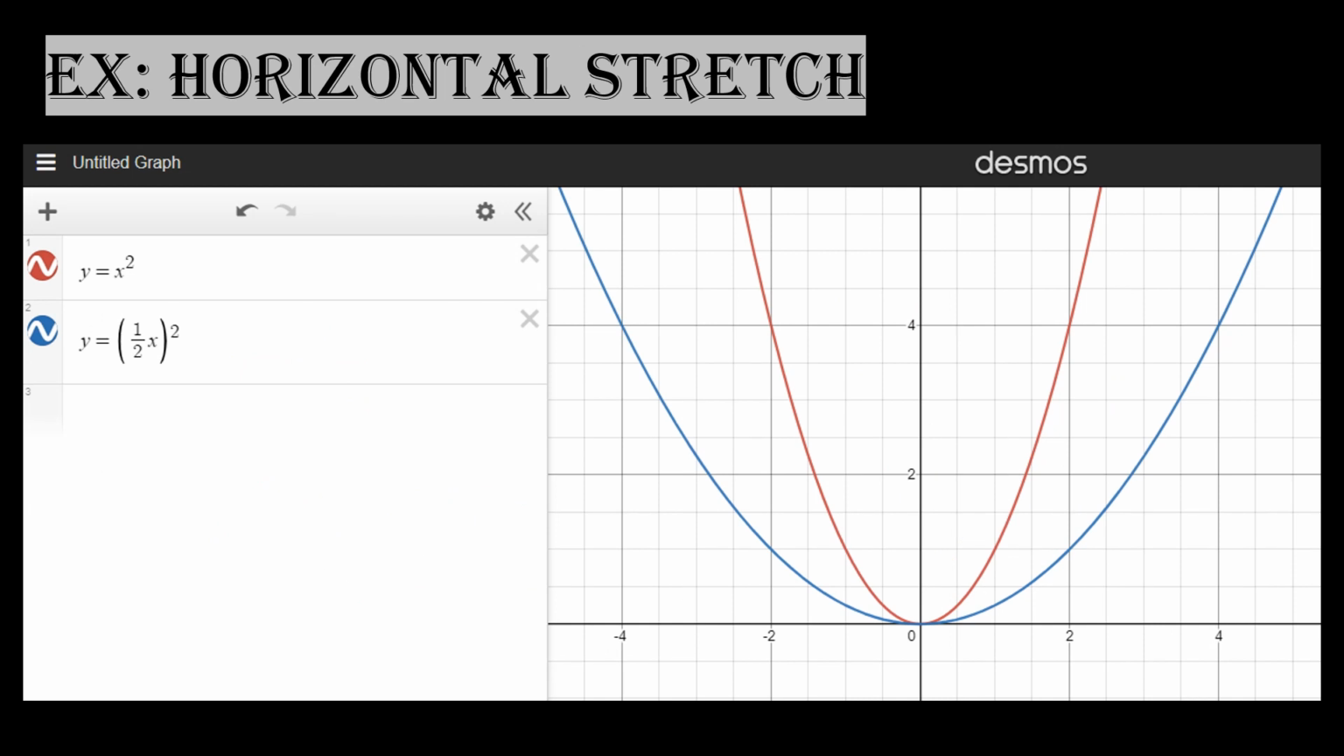But see here, now we have a case where a is less than 1. See how now it takes twice the amount of time to get to the same outputs? So what do I mean by that? If you look again at our point 2, 4, well, now it takes 4 units to get to that same height. All right. So again, it's taking twice as long as it was before.